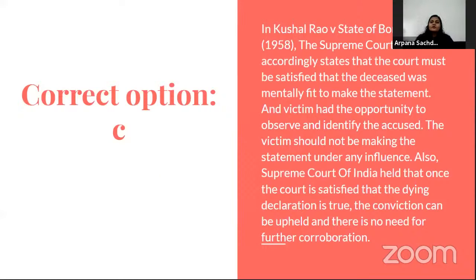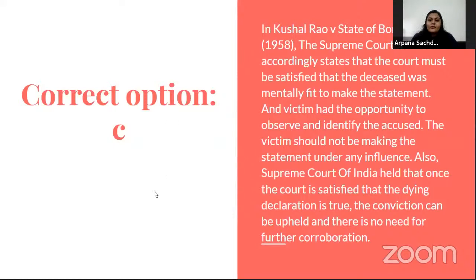Here the Supreme Court said that the court has to satisfy itself that the dying declaration made by a person was not made under any undue influence, and that he was in a correct state of mind. If the court is satisfied of this, then the conviction can be upheld, as it is a final statement and it can be upheld by the court.